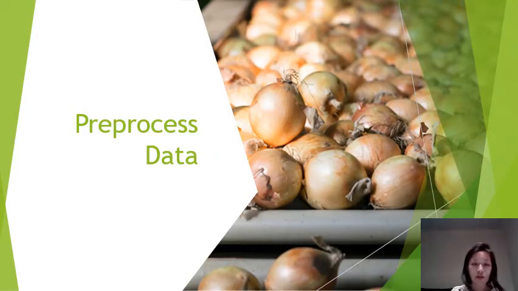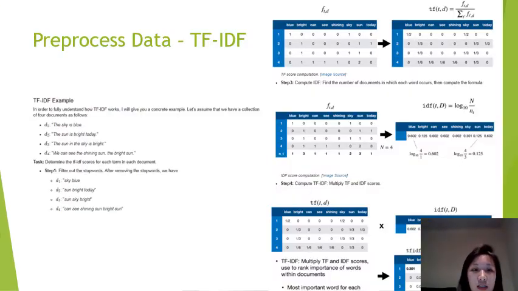First of all, I want to explain what pre-processing data is by using a live example. For example, in the onion industry, they need to pre-process the onions by separating the different shapes, colors, or sizes of them. This is a kind of pre-processing. First of all, I will explain what TF-IDF is for pre-processing data.